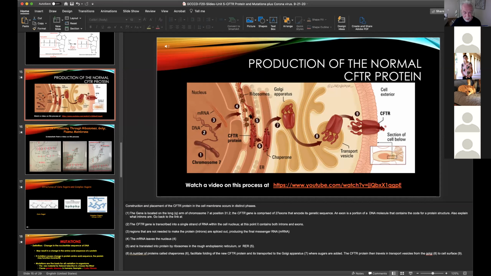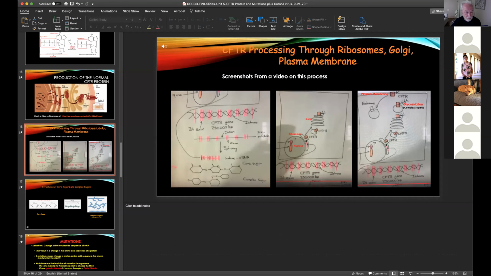And I encourage you, if we don't get to it today, to watch this video, because it tells you a lot about this process, how the protein gets from the nucleus to the plasma membrane. I've included several screenshots from that video, mostly focusing on the Golgi and the attachment of sugars to the protein. These sugars are necessary for it to be active. And as I said, that process is called glycosylation.